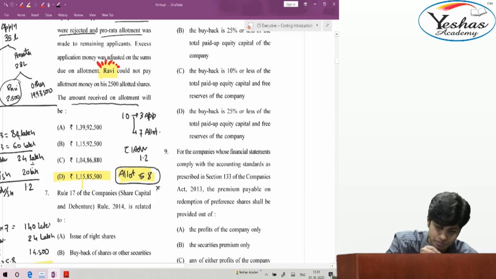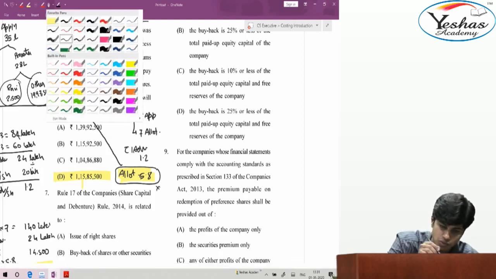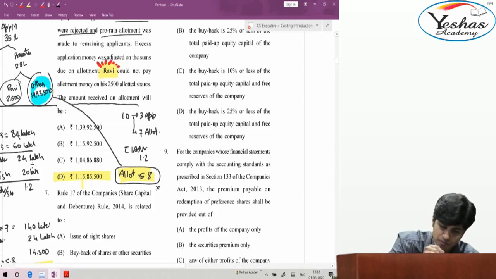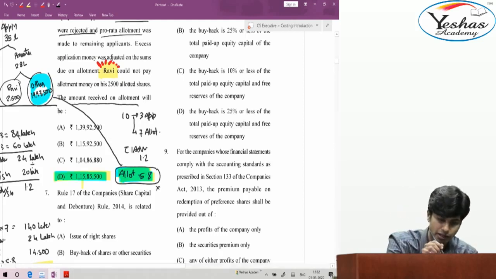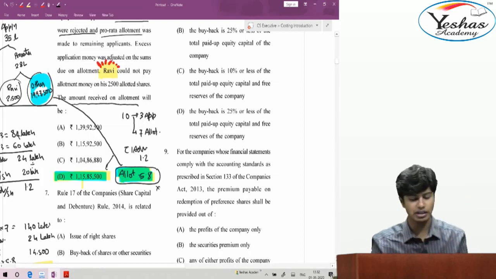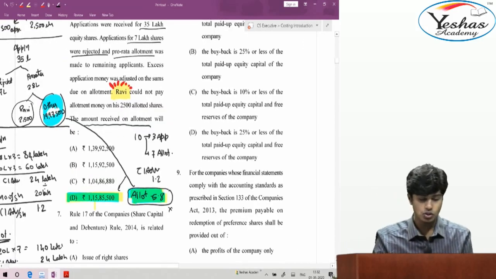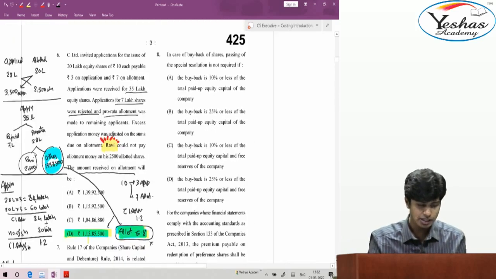If I multiply 19,97,500 shares with the money collectible on allotment, I'll still get this as my answer. Other shareholders multiplied by the money collectible on allotment, I'll still get 1 crore 15 lakh 85,000. So this is with regard to question number 6.